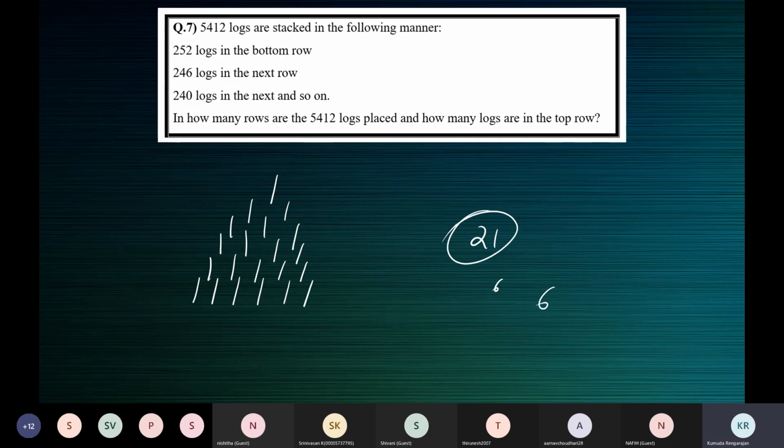So we don't know how many rows we'll make. We'll go on till we finish, till we are done with all the 5,412 logs. But how many rows that's going to take, we don't know. And how many logs will be there in the top row, that also we don't know. We have to find.